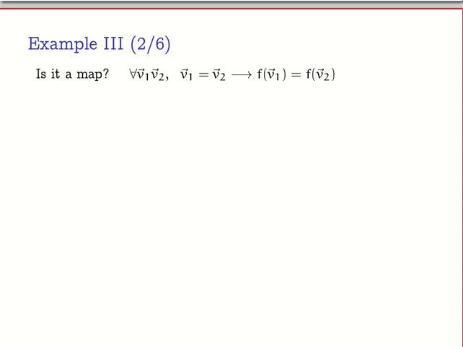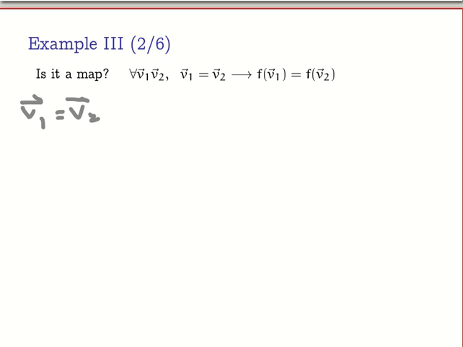Now, let's consider whether it's a map. So we need to show that for arbitrary vectors v1 and v2 in the domain, if v1 equals v2, then the images are also equal, that f of v1 equals f of v2. To prove a conditional, let's start by assuming the premise for arbitrary v1 and v2. So we'll assume that v1 equals v2. Now we need to show that this is true. What does this actually mean in terms of this space?